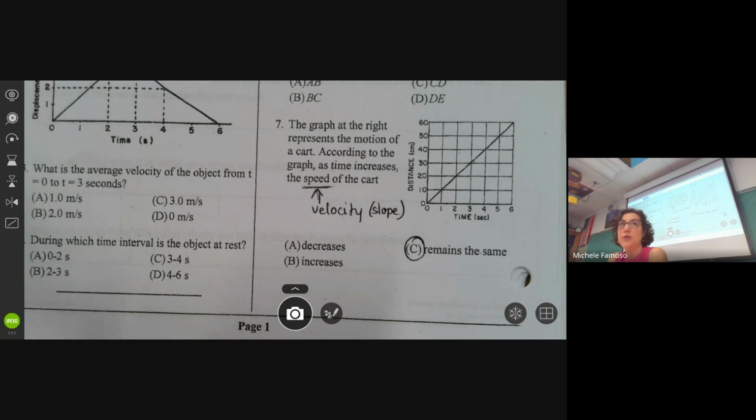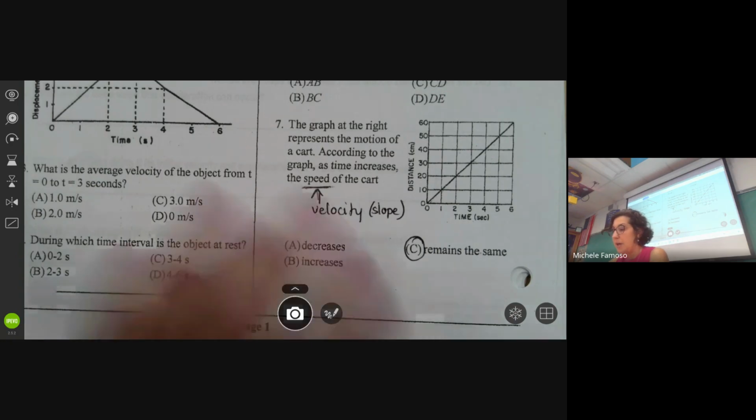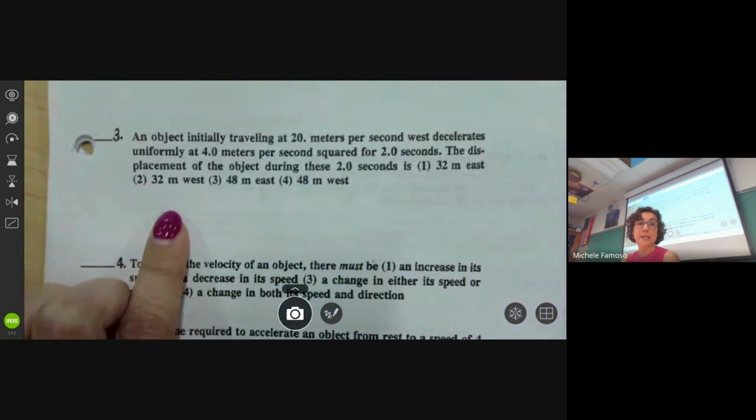Anything else that you'd like to ask? Chaudhry? Number 3 on page 41. Page 41. Sorry. It's okay. 41, number 3. Okay, to do these, we need to use the GUESS method.